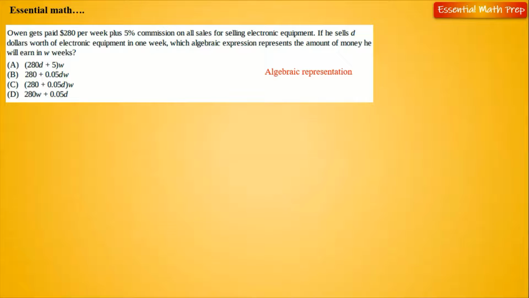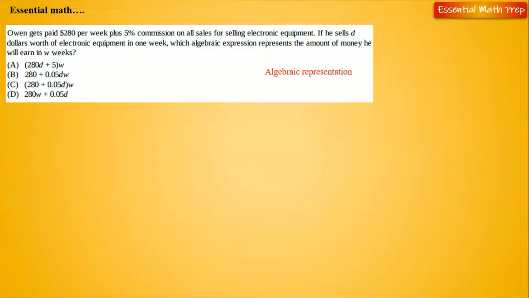What is that trick? Well, what if you can eliminate 2 choices out of the 4 right away? That way you're now fighting only 2 choices versus 4. So you're not congesting your brain with all sorts of thoughts, okay?